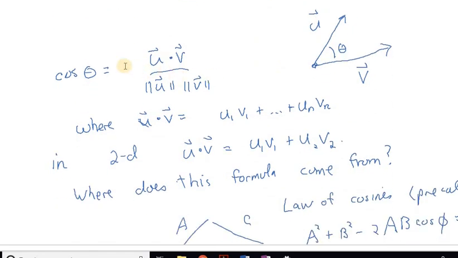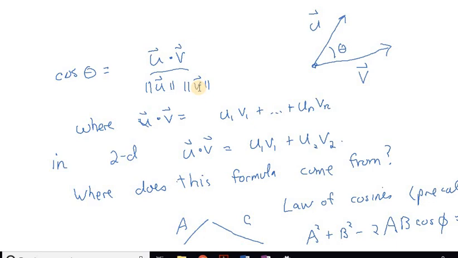Now, in the book, you have this formula for cos theta equals u dot v over length of u and length of v, where u dot v is written in this way, u1 v1 plus dot dot dot plus un vn. Okay, and here's the picture. U is this way, v is this way. Here's the angle, and the cosine of this angle is equal to this dot product divided by these two lengths.